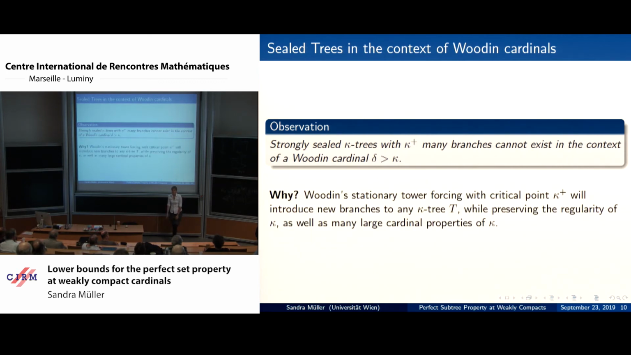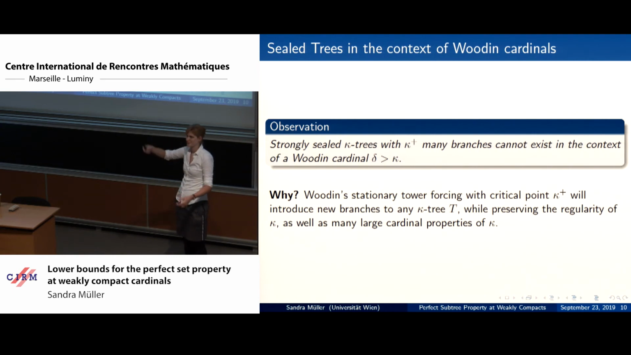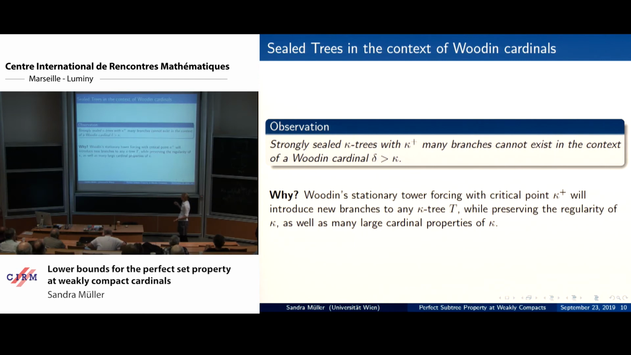And the reason is stationary tower forcing. So if we suppose we have a Woodin cardinal above our kappa, we can take the Woodin stationary tower with critical point kappa plus. This will preserve the tree and the large cardinal properties of kappa, but kappa plus will be moved. So if kappa plus changes, we have more branches in the end. So there's really no hope to ask for a strongly sealed tree in this context.